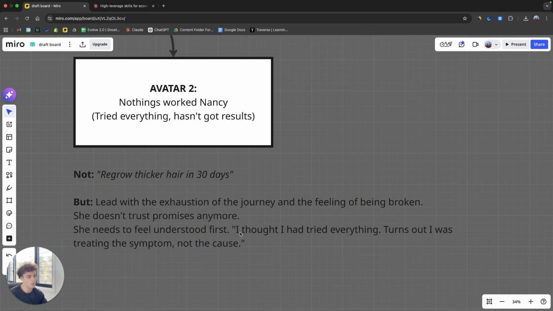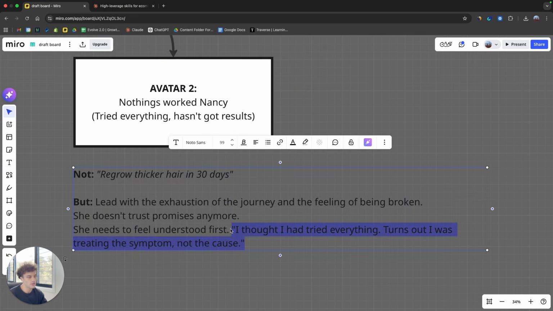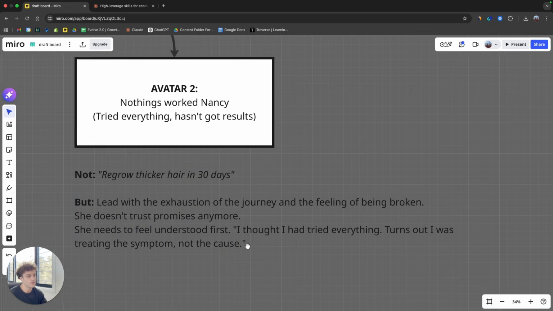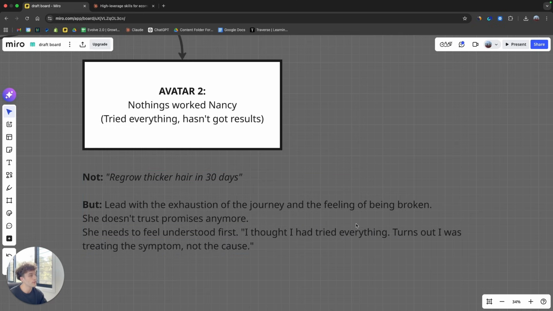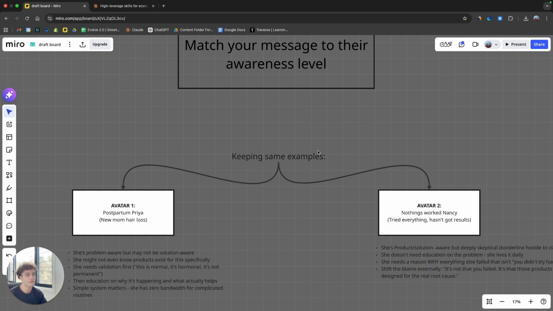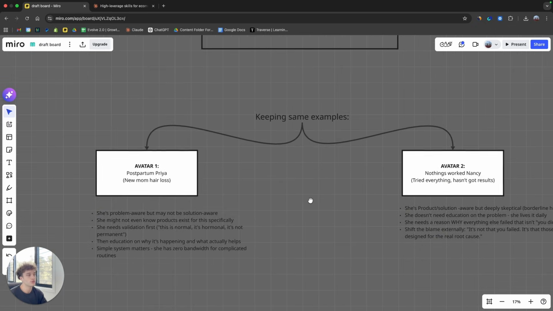And again, this is just what Claude whipped up. Very surface level here. But you can see the difference between this hook here and this hook here. Even though this hook isn't the best, it's still going to have a significantly higher chance of resonating with our customer. So moving on to step 4 is matching your messages to their awareness levels.